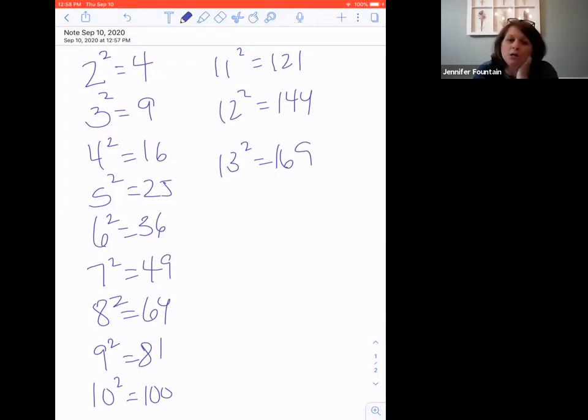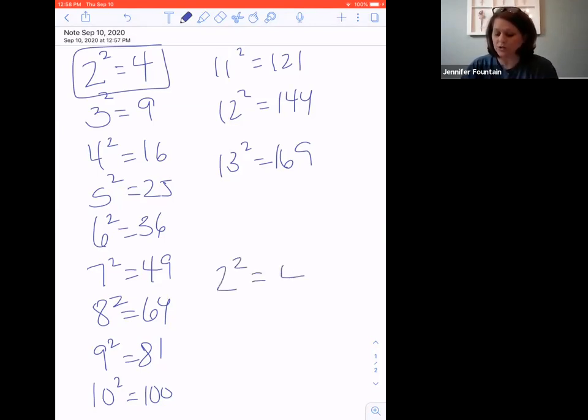And so you know how we've talked about opposite operations and things, like we know that addition and subtraction are opposite operations. Multiplication and division are opposite operations. Well, when we're dealing with squaring a number, that's going to be the opposite of taking the square root. Okay, so when I look at 2 squared equals 4, I can reverse that, and I know that 2 squared equals 4, so that means the square root of 4 equals 2.